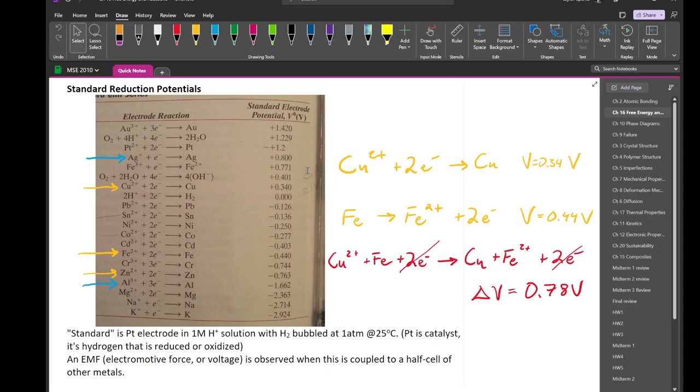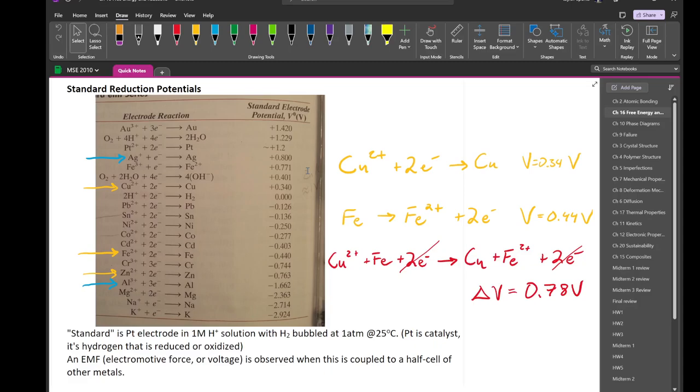Is it still the lower one gets flipped? Again, the key here to not mess it up, because if you're just trying to remember, like, lower means flip, you'll get it wrong. The right way to think of it is that when I combine these two things together, one as an oxidation, one as a reduction, and I add them together, I should have a positive voltage. That's spontaneous, right? Any of these, right?